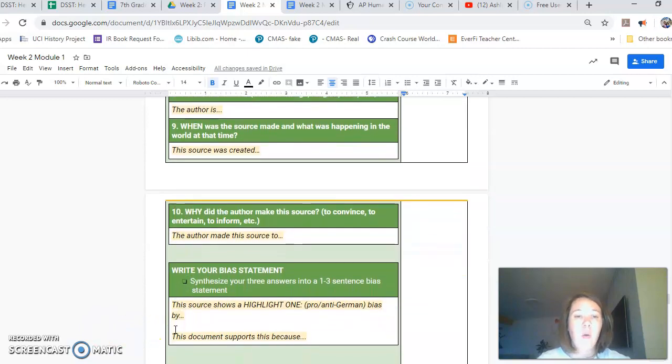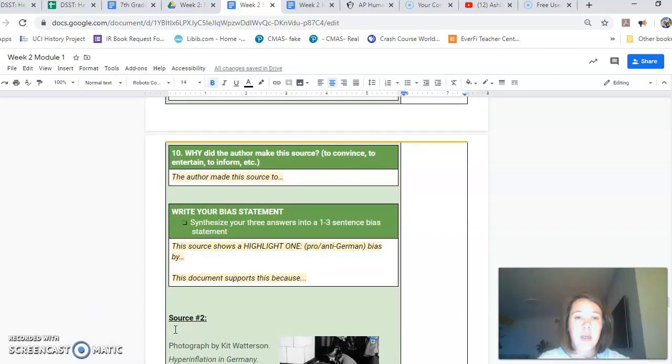Question 10. Why did the author make this source? To convince, to entertain, to inform. You are not simply writing to convince, to entertain, or to inform, but you're going further. To convince, to entertain, to inform whom?